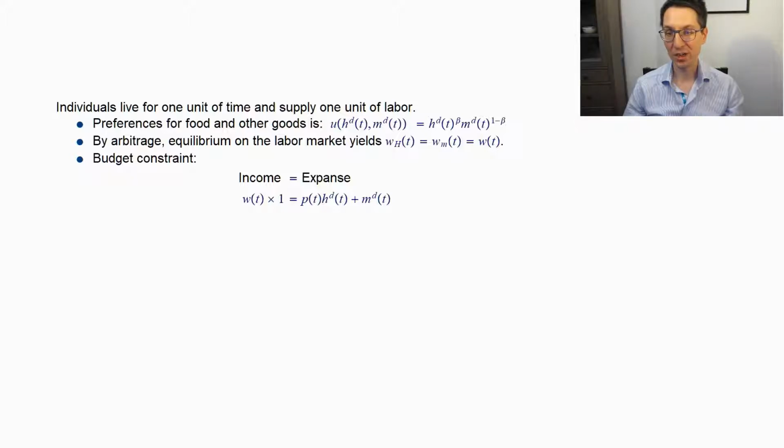Even though the budget constraint looks different from the representative islander's, we will be able to use it to substitute MDT directly in the utility function to get a simpler maximization. So we get simply that MDT will be equal to WT minus PT HDT.